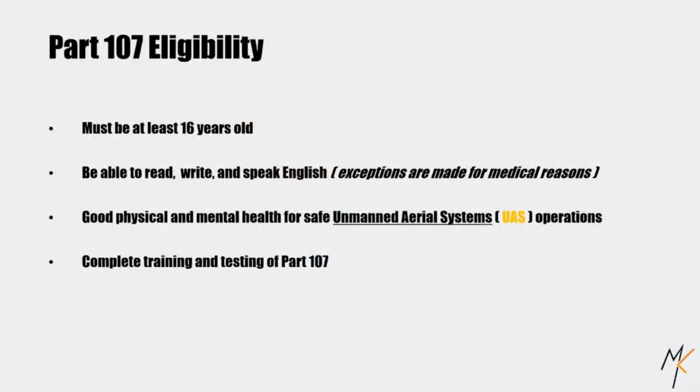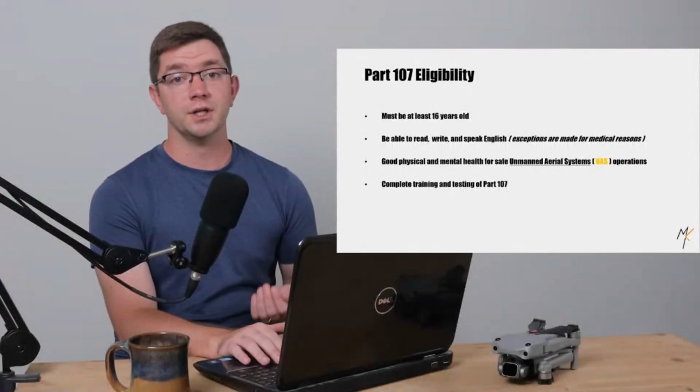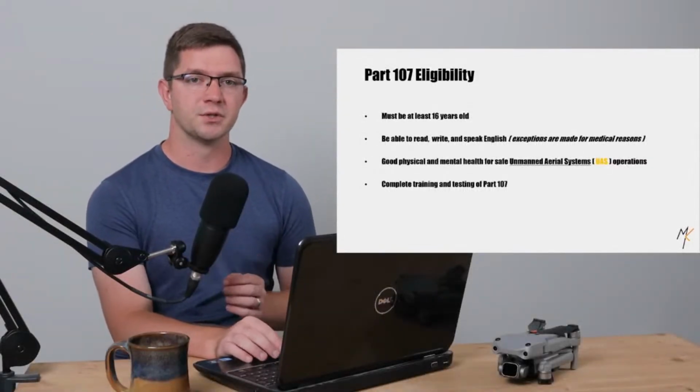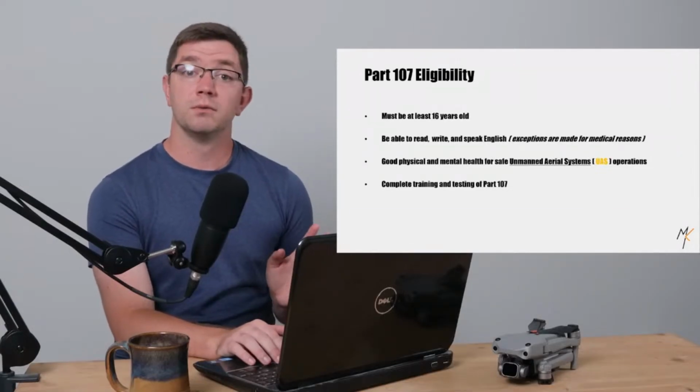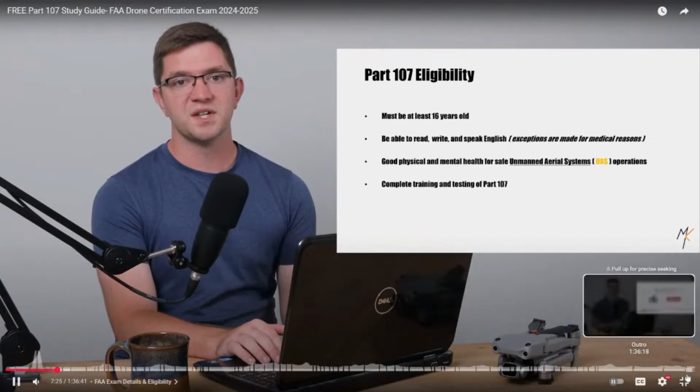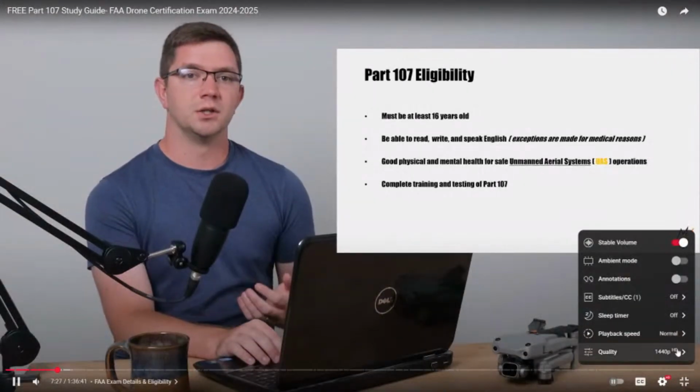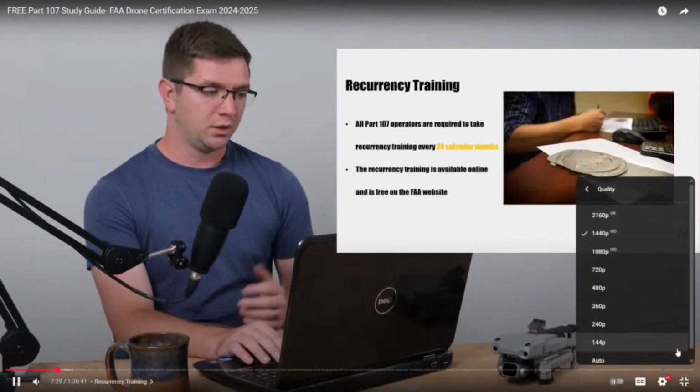To be eligible for the exam, you have to be 16 years or older. You have to be able to speak, read, and write English because the universal language for aviation is English, as well as be healthy, both physically and mentally, so you can safely perform the drone operations under Part 107.